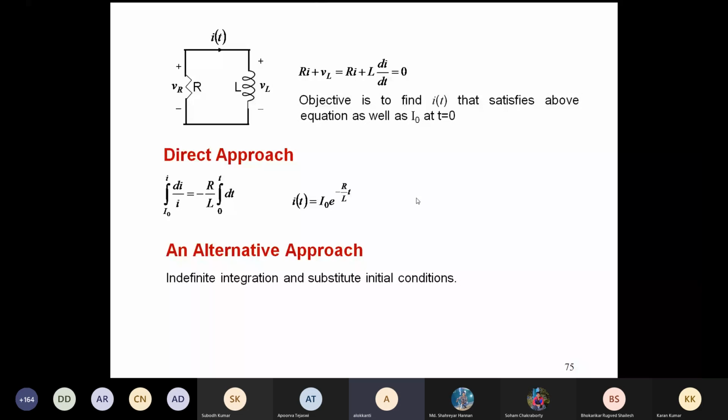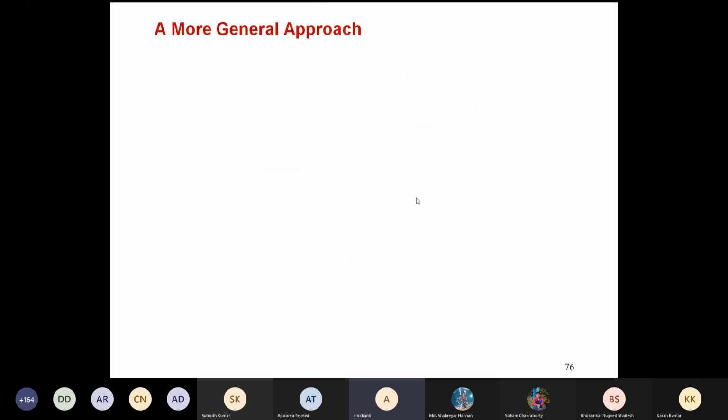Indefinite integration should also yield you the same type of expression. Now, there can be a general approach. So basically the equation is Ri plus L di/dt. Let us assume that the solution is in the exponential form, like i equal to A e to the power st.